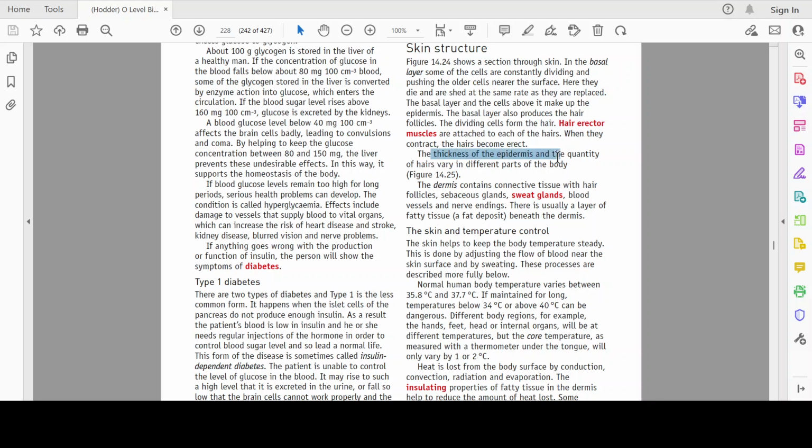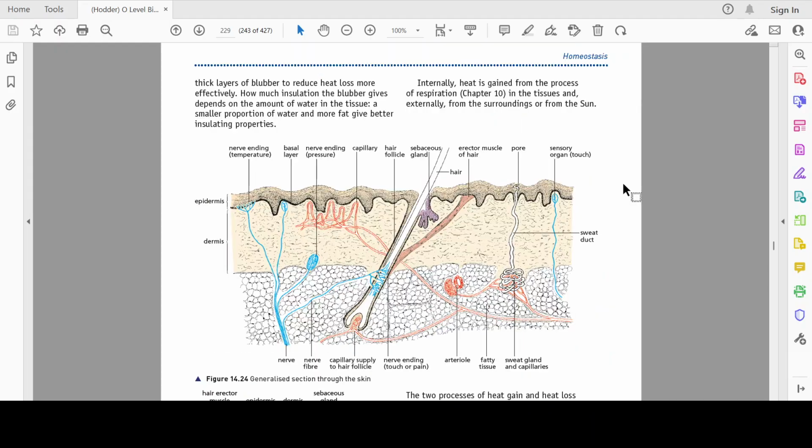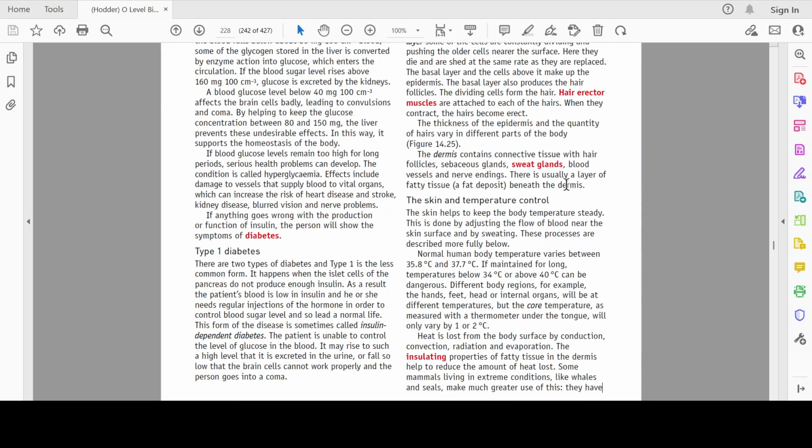Okay, the thickness of the epidermis and the quantity of hair depends on the part of the body. So yes, we all know that. The dermis, which is below the epidermis, contains connective tissue, hair follicles, sebaceous glands, sweat glands, blood vessels and nerve endings, and a layer of fat. There's a layer of fat beneath the dermis.